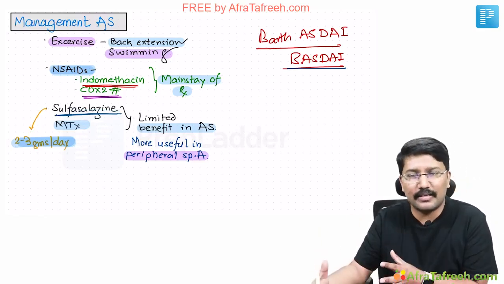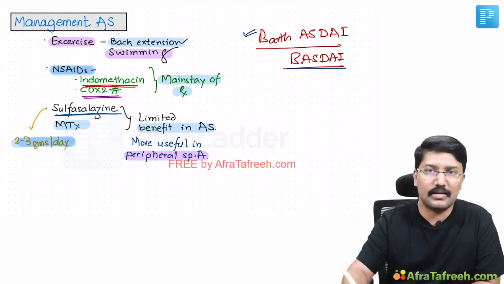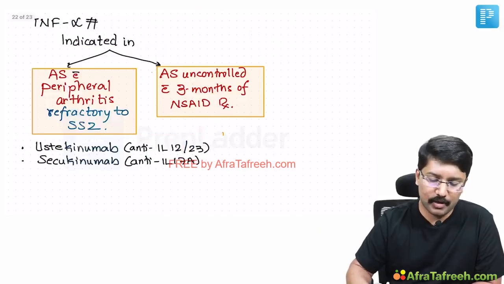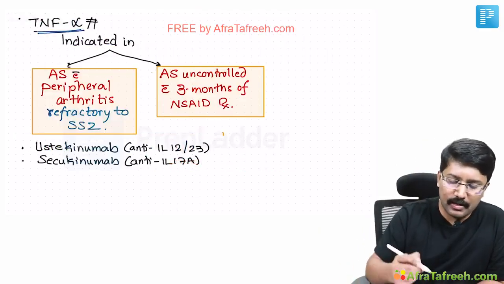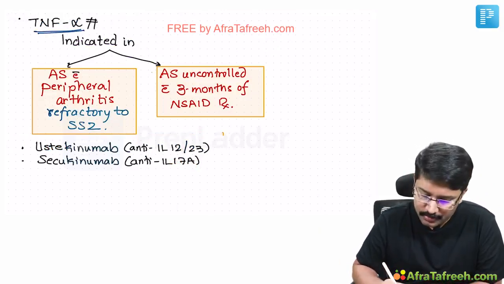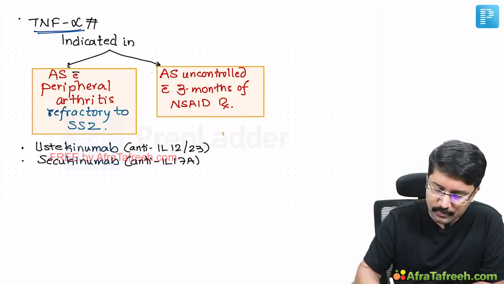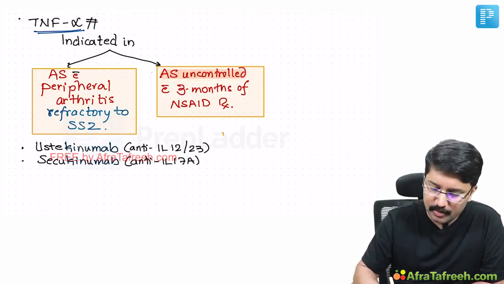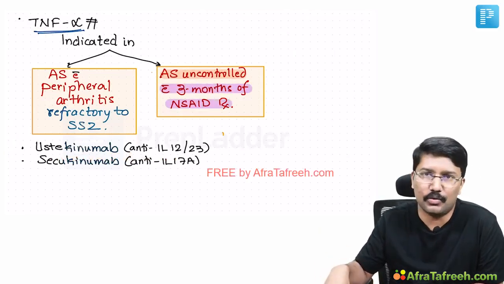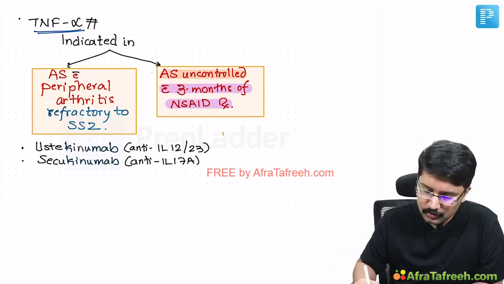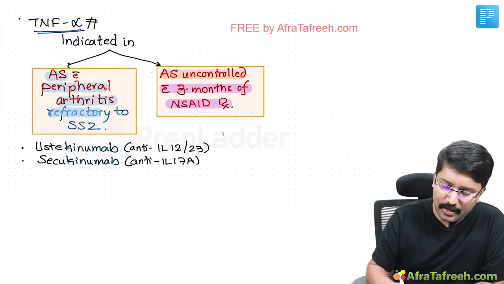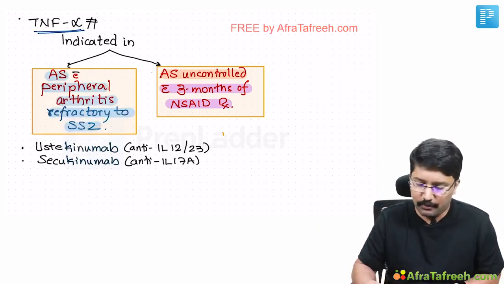With this also, if you're not getting the disease under control and disease activity still remains high, you may go to the next level where we will be using anti-TNF alpha therapy. We would be considering anti-TNF alpha therapy. Where is it indicated? It is indicated in patients with ankylosing spondylitis where 3 months of NSAID therapy has not achieved good relief. It can also be considered in ankylosing spondylitis patients with peripheral arthritis who are refractory to sulfasalazine. I have already told you, right?